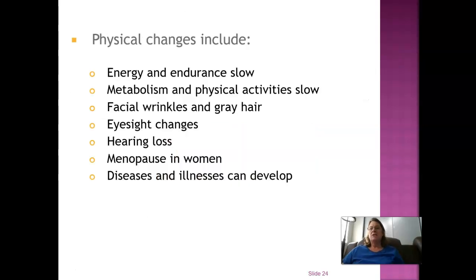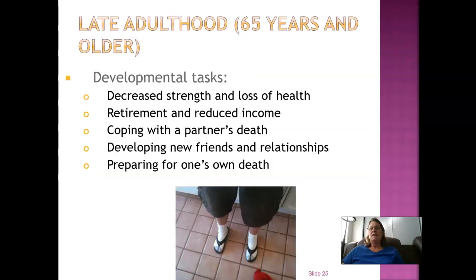So physical changes can include energy and endurance slowing, metabolism and physical activity slowing, facial wrinkles and gray hair, eyesight changes, hearing loss. Women tend to go through menopause at this point, and diseases and illnesses can start to develop. And then we get late adulthood, 65 years and older. Generally, there are physical changes at this point. The skin is starting to dry out, more wrinkles, eyesight is decreasing, sense of taste and smell can decrease. So there are a lot of physical things that are happening to the body.